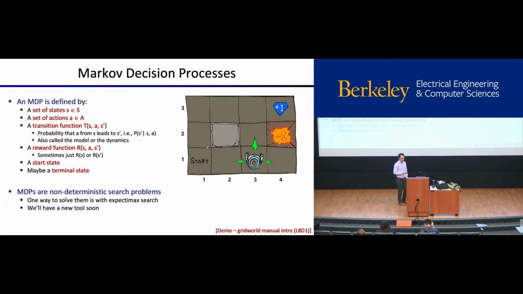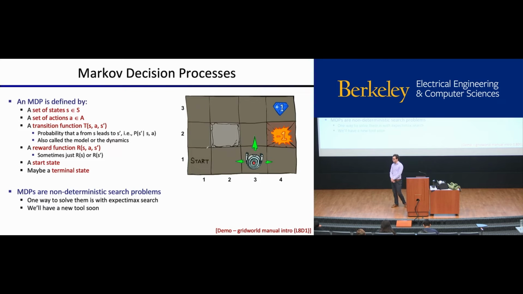We also have a start state. We might have some terminal states. In this case, we have two terminal states. There's a terminal state for when we get the gem, and then the simulation ends. Once you pick up the gem, the simulation ends and you're done. Or you fall in the fire and you die, and that also ends the simulation. Okay? So those are terminal states. The episode ends when you hit a terminal state.